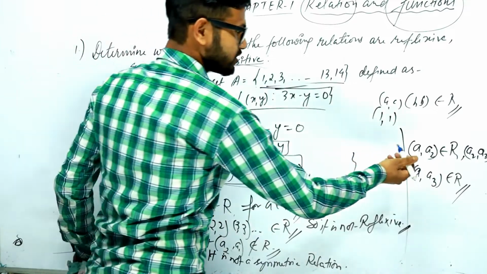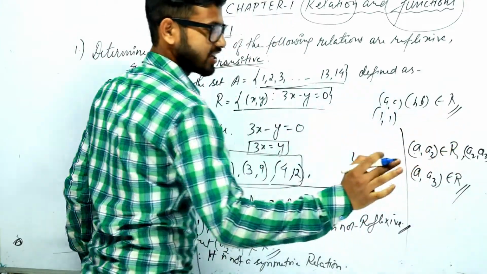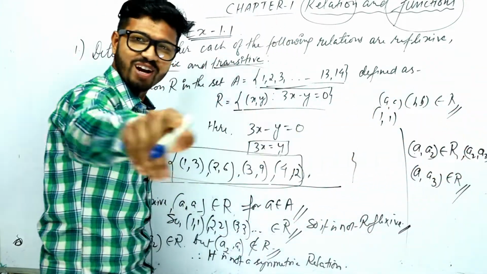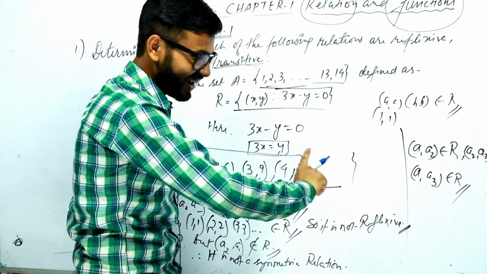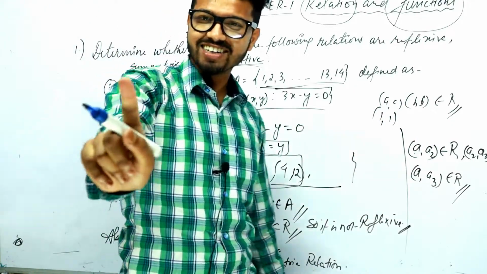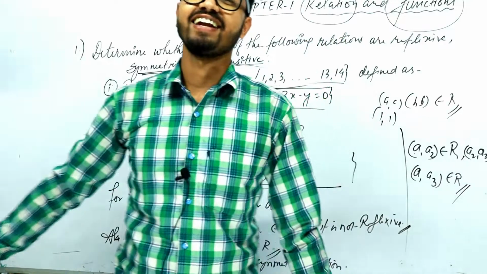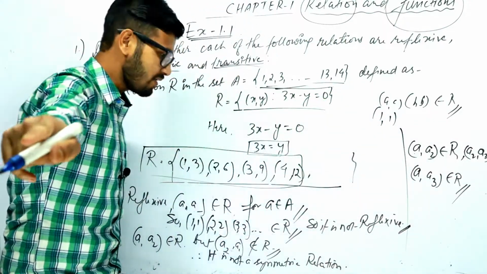As far as the first is concerned, you can see A1, A2 belong to the relation. A2, A3 also belong to the relation. But A1, A3 does not belong to the relation. So we can clearly say that it is not a transitive relation.